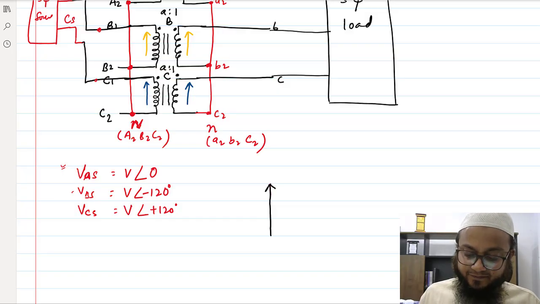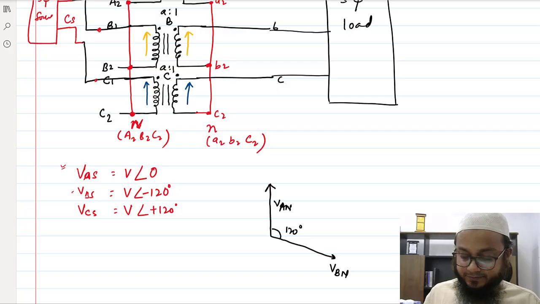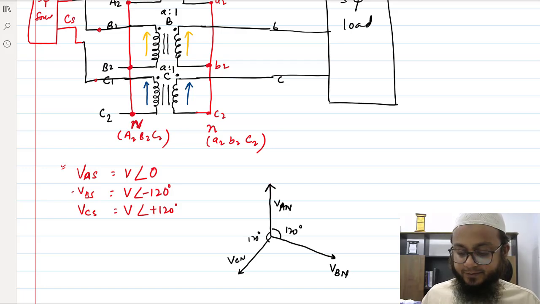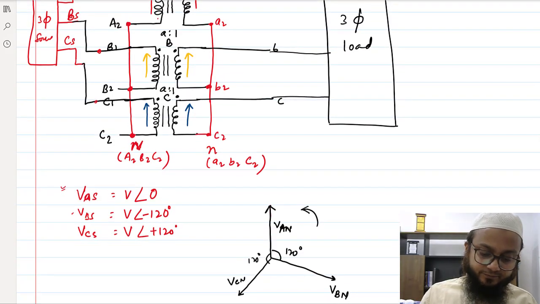So let's say if these are phase voltages VA and here, then positive sequence means VB would be at 120 degree to it. The supply is all balanced, then VBN would be 120 degree of it, and VCN would also be at 120 degree of it, right? So this is a positive sequence. So VAN, VBN, VCN. What about the line voltages here?